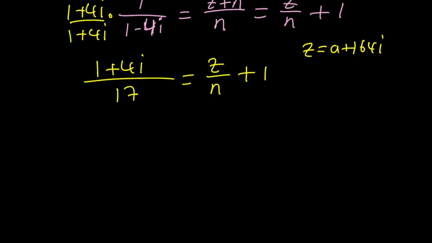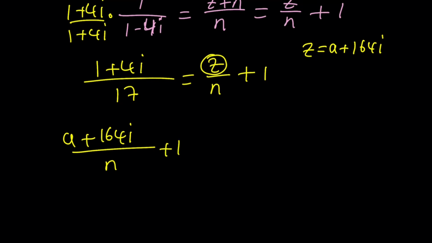And let's go ahead and plug it in. Replace z with a plus 164i divided by n plus 1 is equal to 1 plus 4i divided by 17. Awesome. So our goal is to find a and n, whichever one. If you can find n directly, that would be awesome. But let's see how this goes.